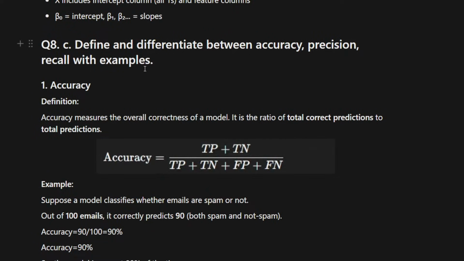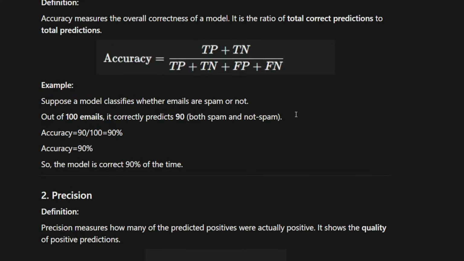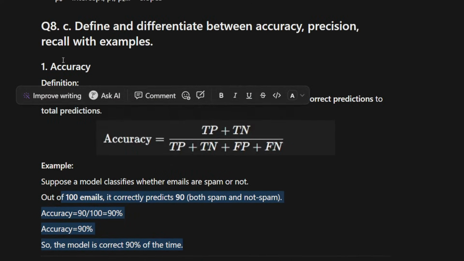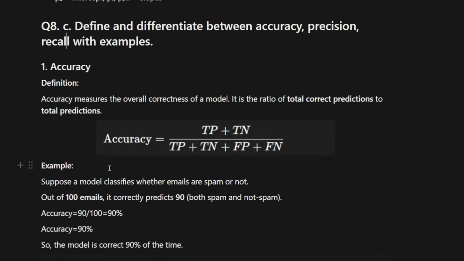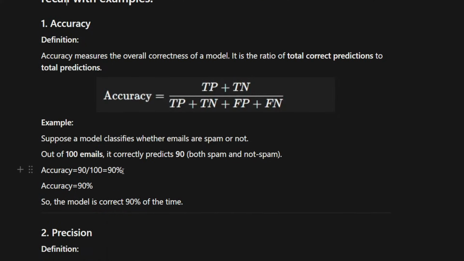Next question. Define and differentiate between accuracy, precision, recall with examples. Again, the definitions are all given here. You can refer to them. You would have already studied them a number of times, so I am skipping it. And make sure that you learn one example for each of accuracy, recall and precision, so that you don't need to create your own example in the question paper when you are asked in the exam. So make sure that you look into one example beforehand.